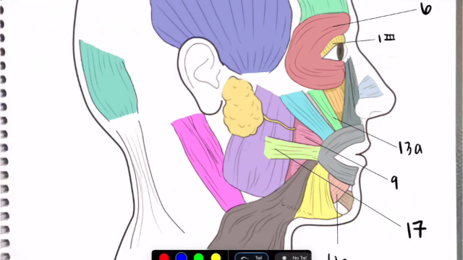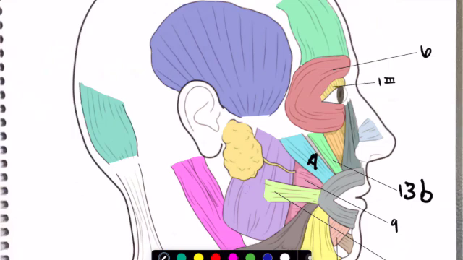Number 11, that is going to be your levator labii superioris. It's going to be this muscle right here. So it is going to elevate the upper lip, and it's going to assist with flaring those nostrils. Number 12 is this one right here. That one is going to kind of elevate those upper lips as well.